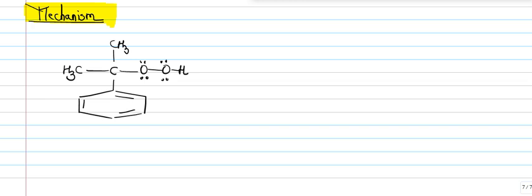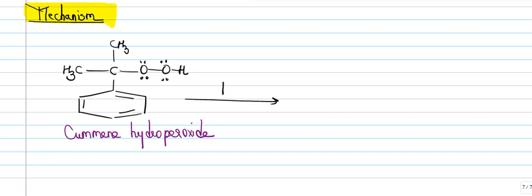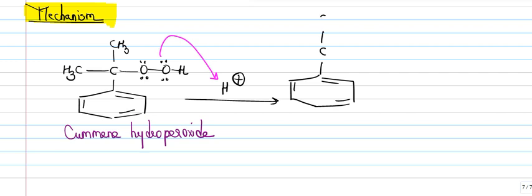Okay, let's understand the mechanism of this rearrangement. For this we start with cumene hydroperoxide. Now cumene hydroperoxide is first of all treated with a proton, so its protonation is done, and this protonation can give you a kind of product like this.